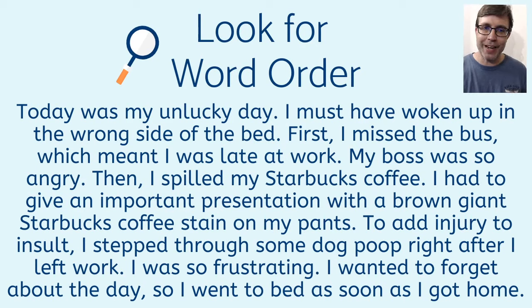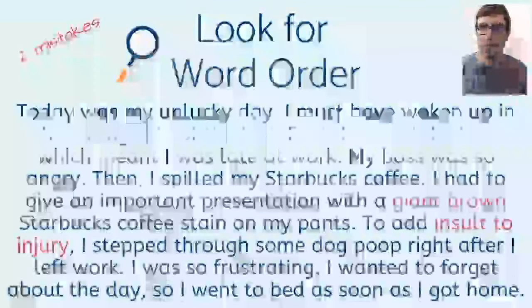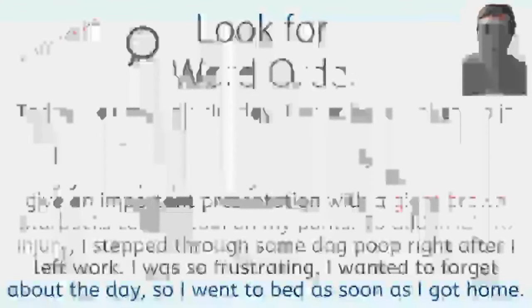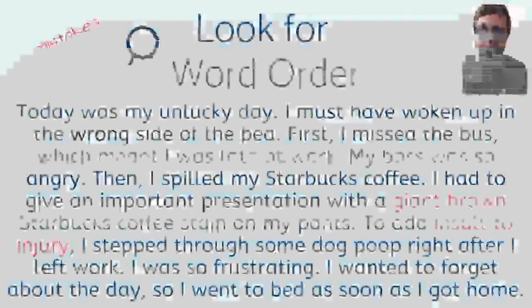The first one is with adjective word order. So hopefully if you spotted two mistakes or even just one, these are the ones that we're talking about. So instead of "a brown giant," all right, when you're talking about adjective word order, size is going to come before color. All right? I just bought a big blue car. So you're going to put size before color. In this case, I gave an important presentation with a giant brown Starbucks coffee stain on my pants.